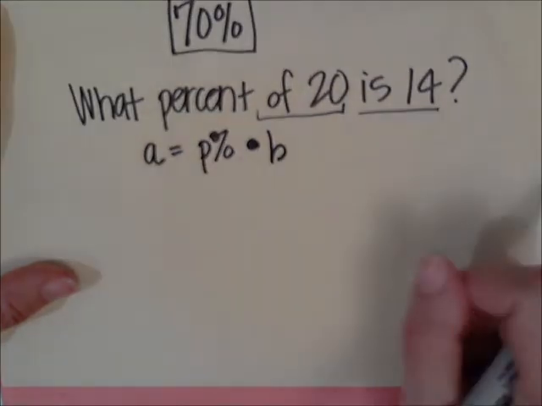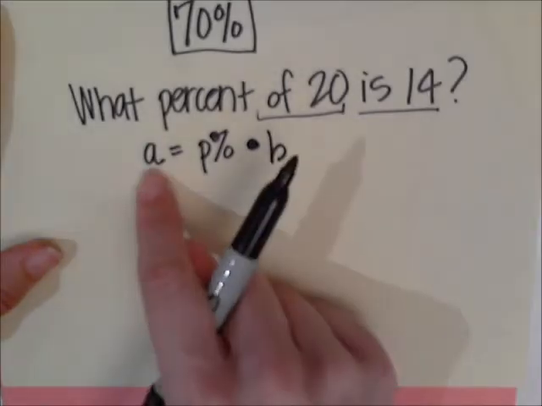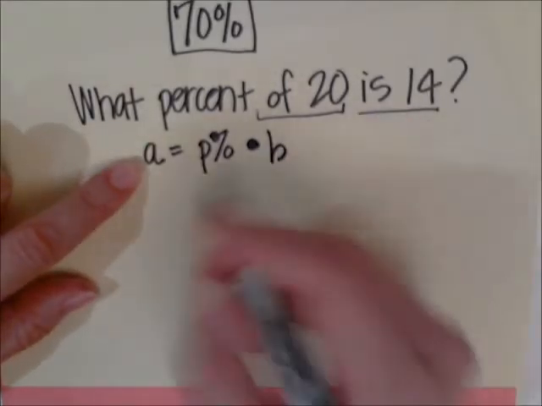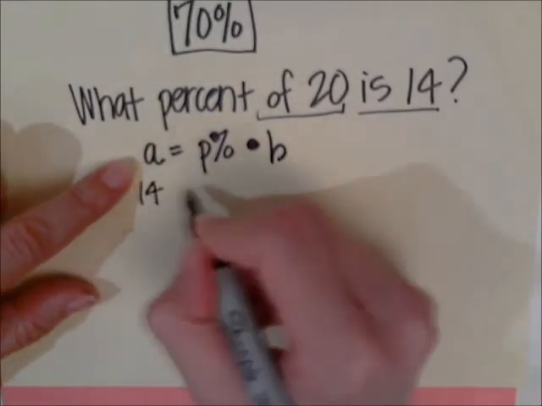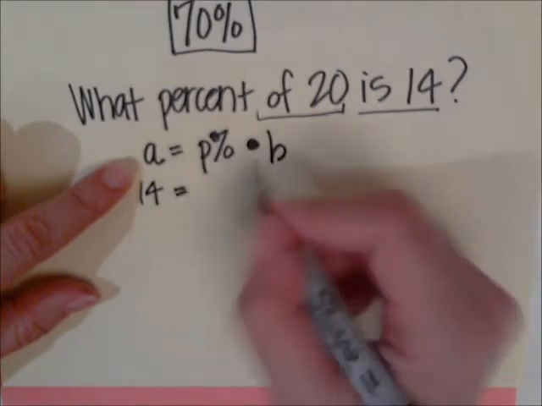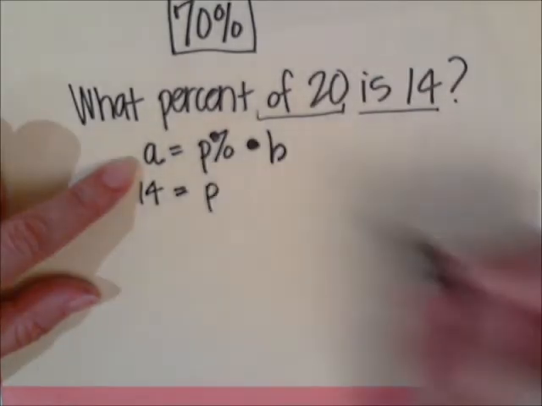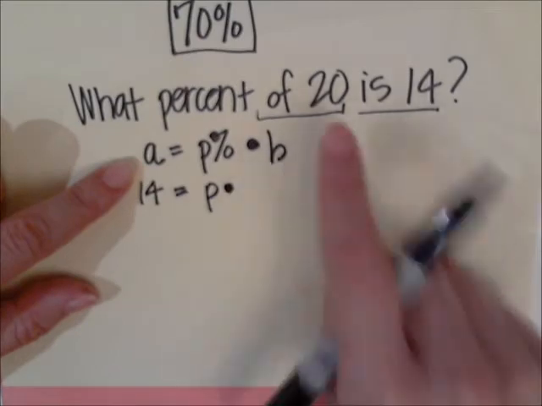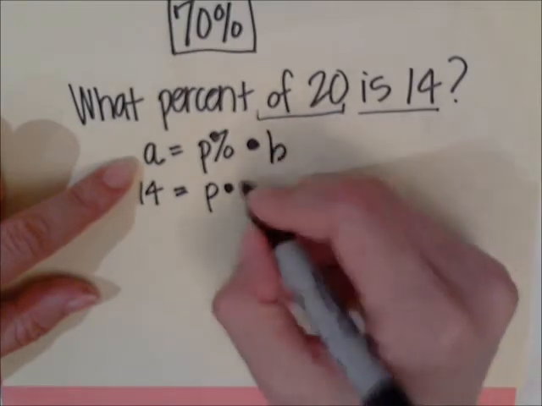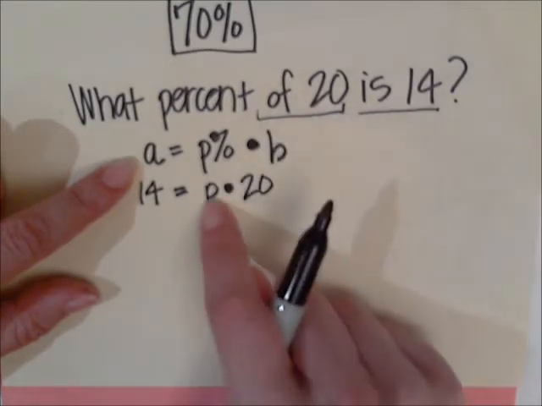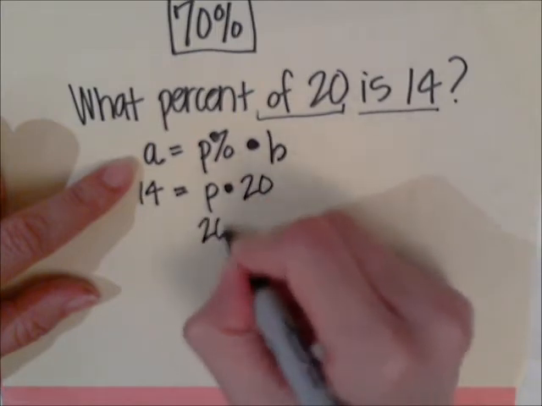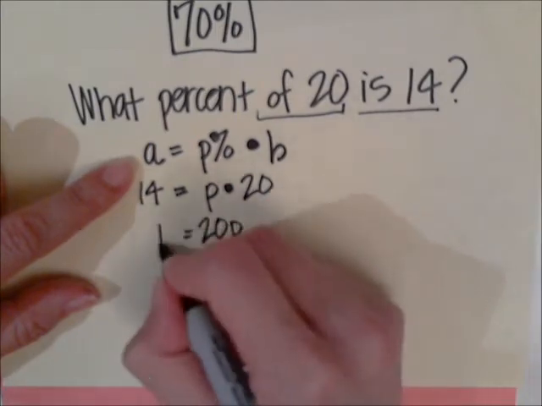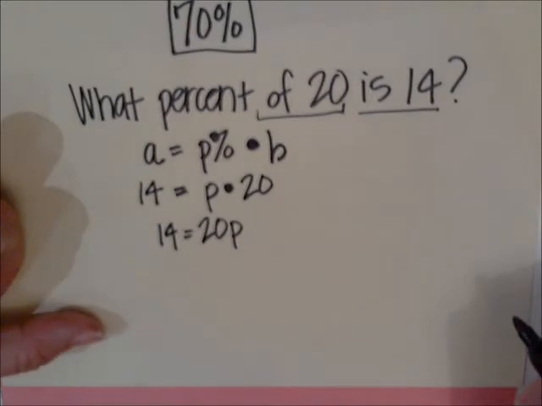So I have to plug and chug. So A is the part of the base, or the "is", so that's going to go here. We're going to say we don't have a percent, so we're just going to put P here, times "of", or the B, 20. Now P times 20 is 20P, and that's going to still be 14. Okay, so I didn't do much here. I just sort of rearranged it.